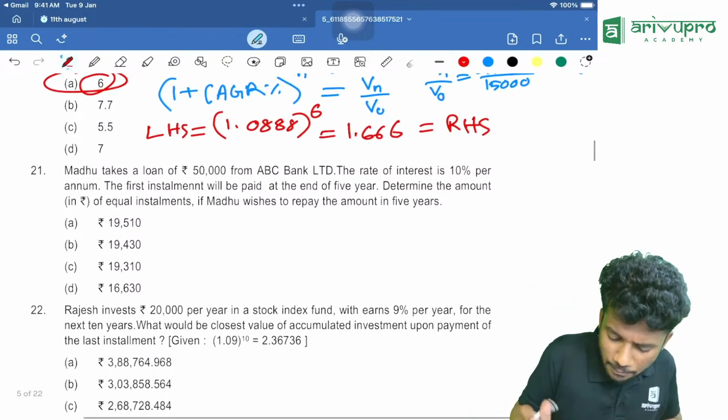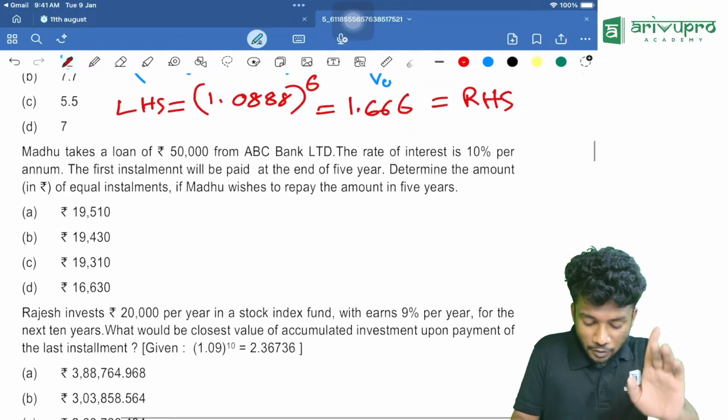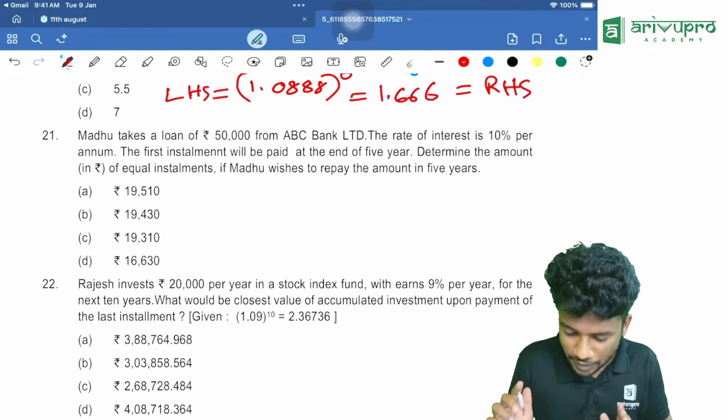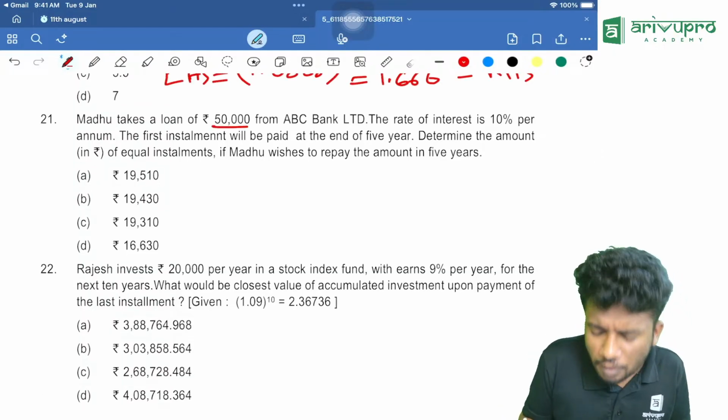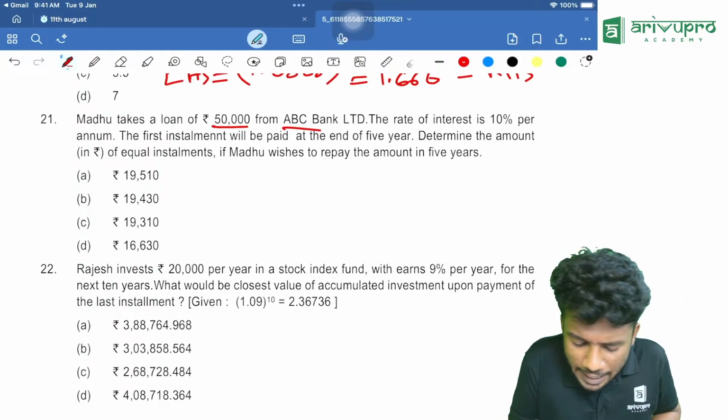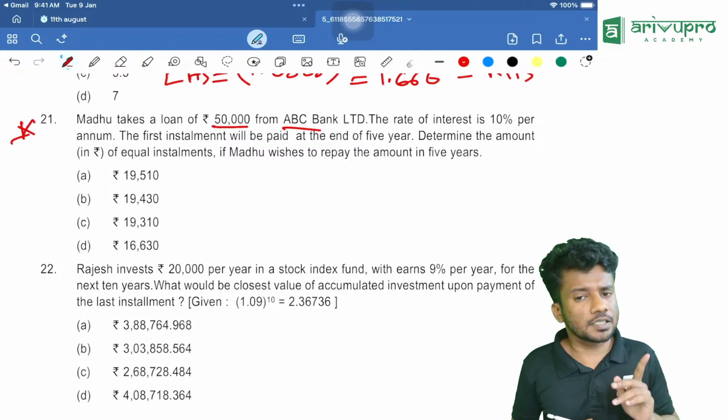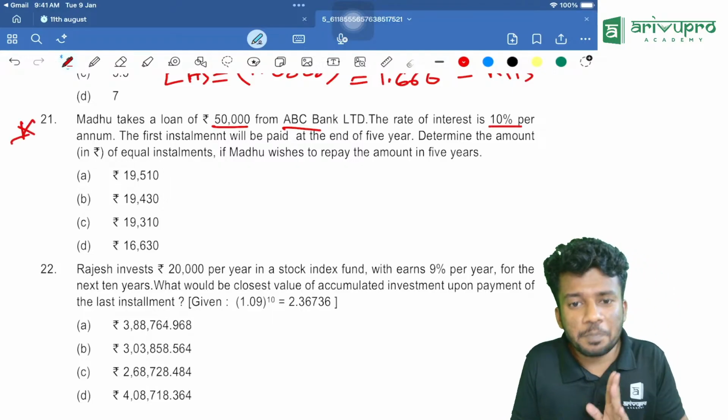That's all. Next question. Madhu takes a loan of... It's a very good question, people. I'll tell you why it's a very good question. Madhu takes a loan of 50,000 from ABC Limited. The rate of interest is 10% per annum.